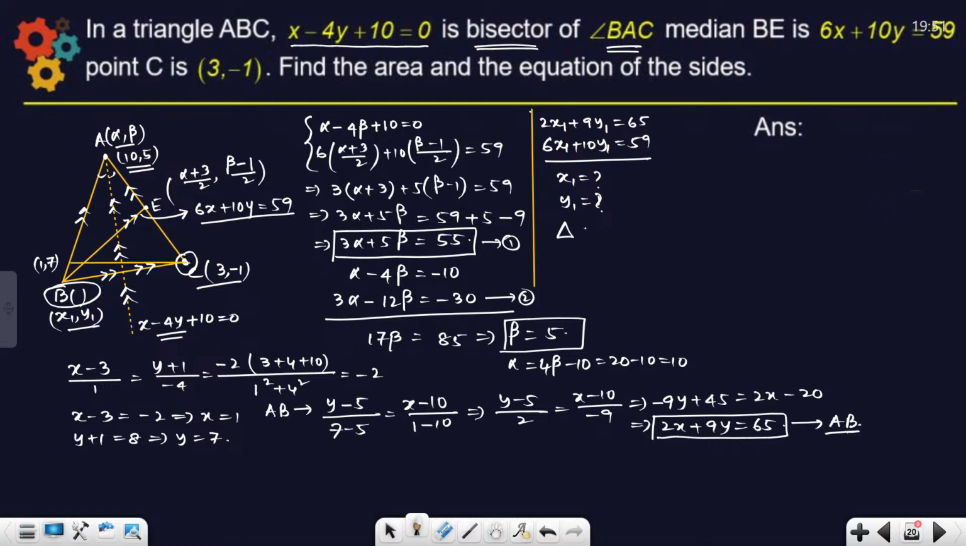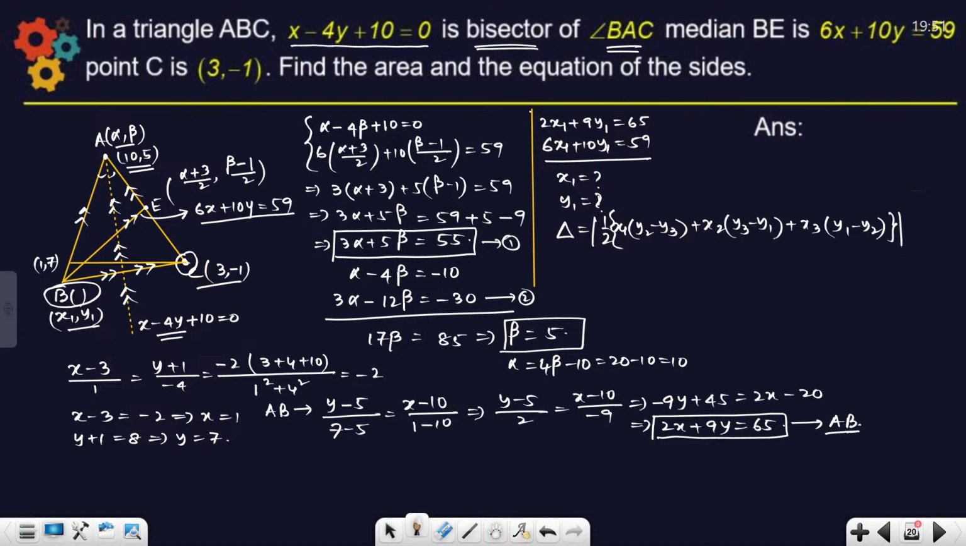How to find out the area of any triangle? We all know that it is modulus of half. Simply apply this area formula. We all know this. Correct? So we are going to have the area of the triangle. That's it. Have you understood this problem?